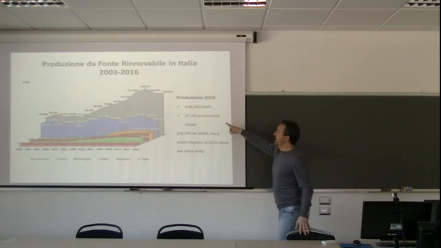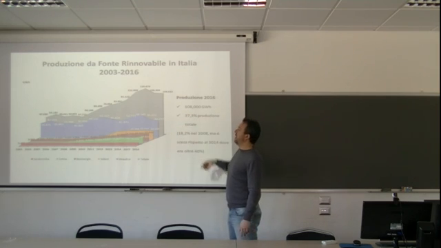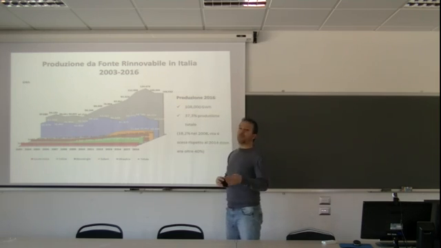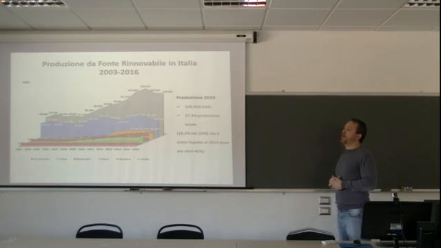Okay, and the renewable energy production compared with the whole energy production in Italy: renewable energy covers between 37 and 40% of the total. So actually we have 40% of electricity from renewable energy and 60% from fossil fuels.